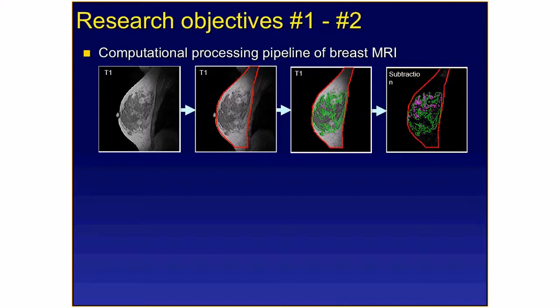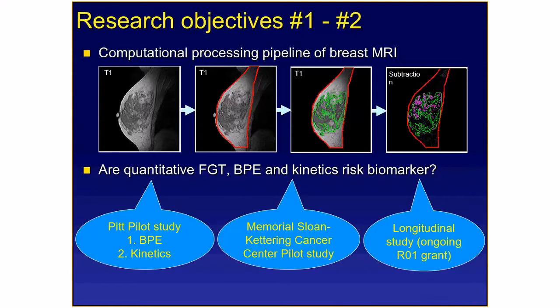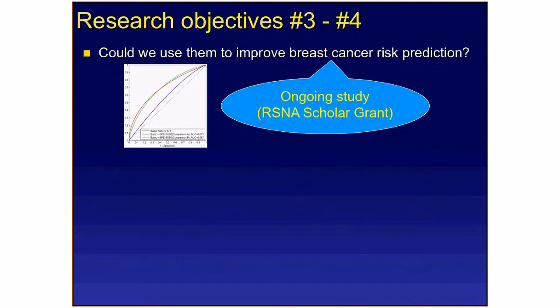So there are several components that I'll talk about here. The first one is how we do the computational processing of the images, because you need to quantify those features automatically. We also look at a clinical study, where we designed a study to see whether BPE and kinetics had to do with risk. And we have another study looking at how those features change over time. The third one is, if these features indicate risk, so-called risk biomarkers, the goal is to incorporate them into the current risk model to improve the risk prediction accuracy. That's the ultimate goal of finding these new markers.